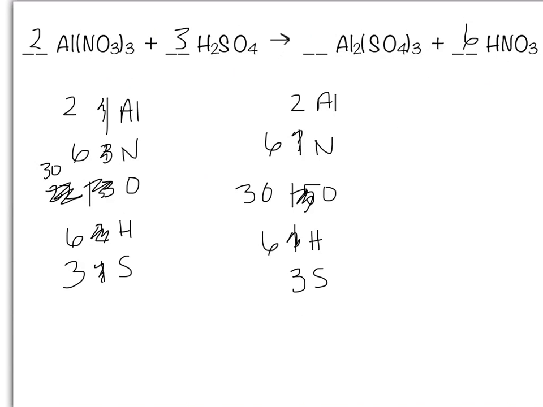What type of reaction is this? Okay, once again, notice in the product we have the cation of the first combining with the anion of the second, forming aluminum sulfate, and then you had the hydrogen, the cation of the second one, combining with the anion of the first, forming your nitric acid. So this is a double replacement.